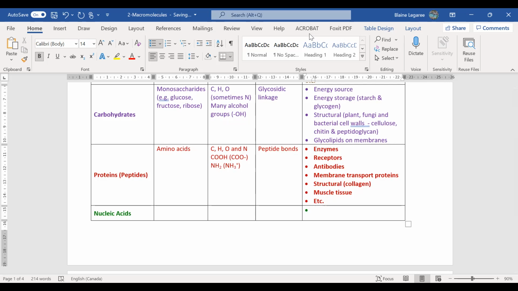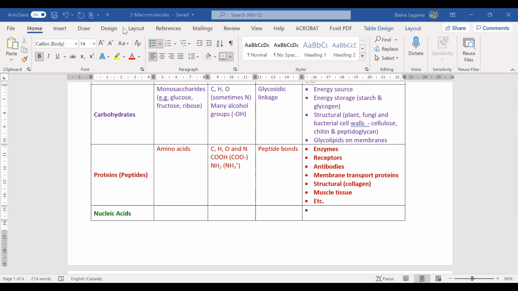Somebody's mentioning transmitters. I imagine you mean neurotransmitters? Is that what you're talking about? Some neurotransmitters are not proteins. There's actually a variety of things that we call hormones and transmitters. Some of them are protein-based and some of them are not. But good point.